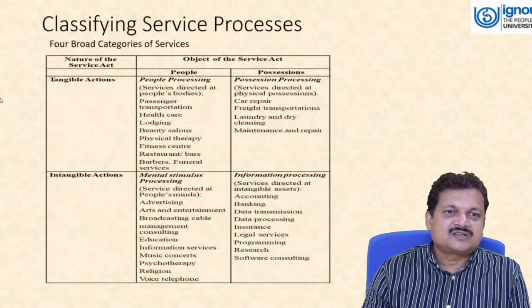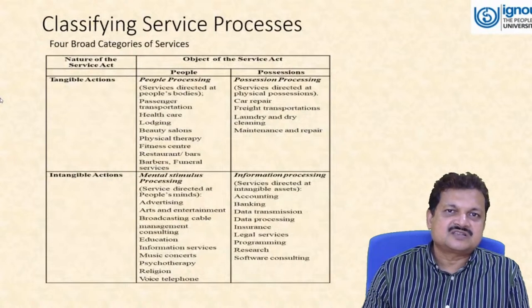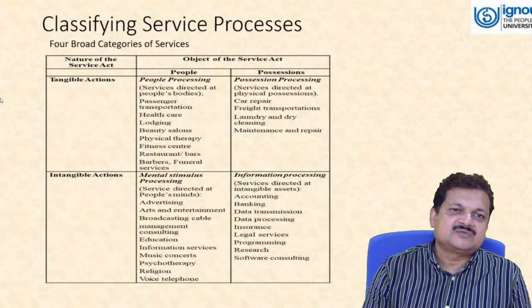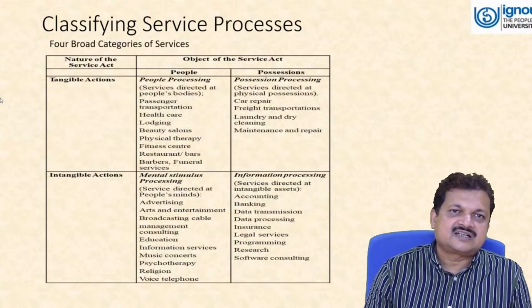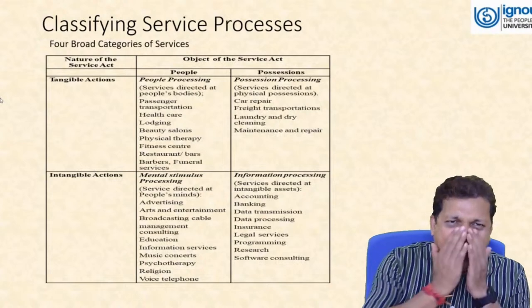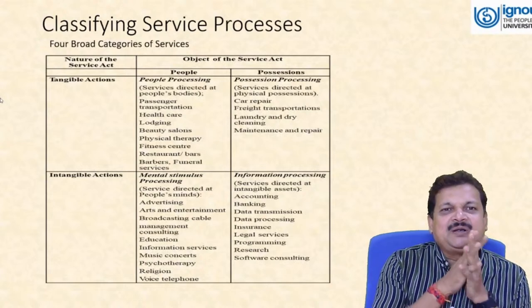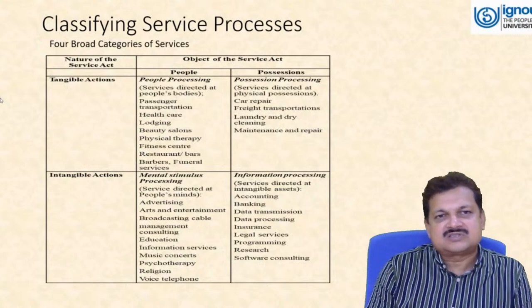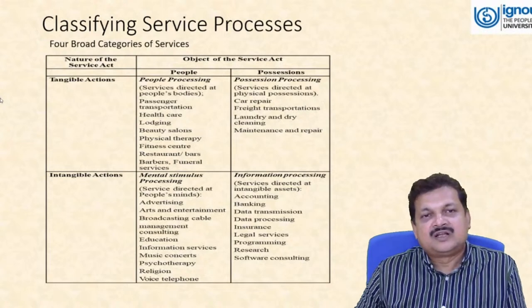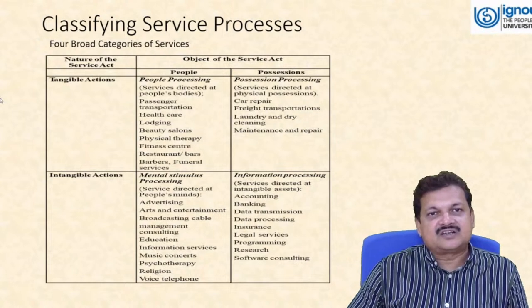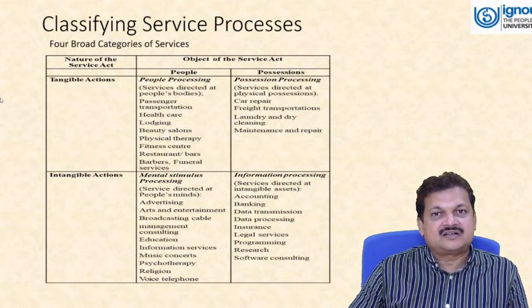Now let us classify the service process into tangible actions and intangible actions. Tangible actions are directed at people and possessions, and intangible actions are mostly mental stimulus and information processing. Tangible action services are directed at people's bodies. We have already discussed examples like passenger transportation, healthcare, lodging, beauty salons, physical therapy and fitness. Here tangible items and machinery are available, and directly through people they give the services to the customers or clients.